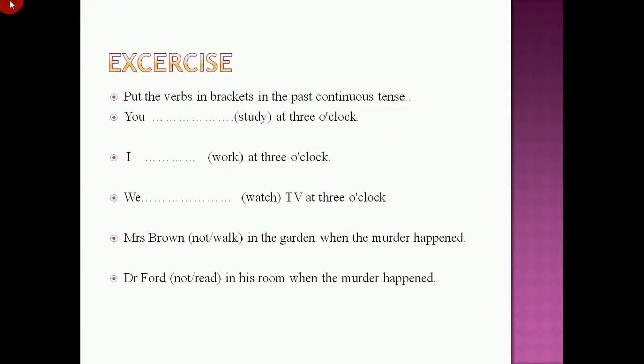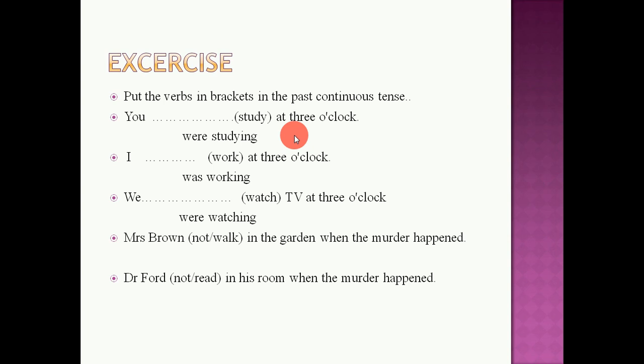Exercise: put the verb in brackets in the past continuous tense. You study at 3 o'clock. So the answer is you were studying. I work at 3 o'clock, meaning at 3 o'clock I was working. The answer is I was working. We watch TV at 3 o'clock. The answer is we were watching TV.